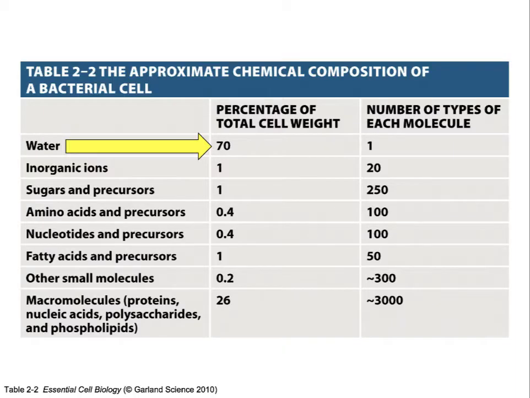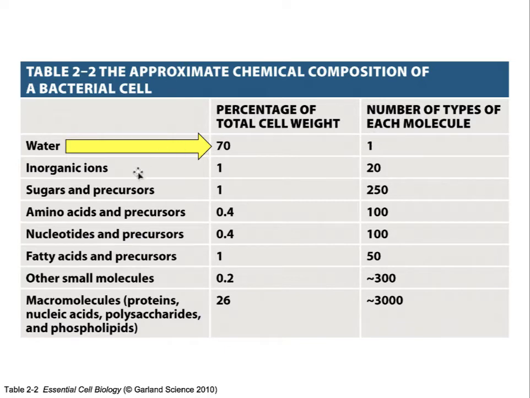Table 2.2 presented in this figure just requires a little further explanation. This column here is telling you the percentage of the cell weight occupied by that chemical class, whereas the final column simply tells you how many varieties of that particular compound exist within that category. For instance, with water, 70% of the cell is water, and there's only one type of water molecule, H2O. This explains the value of 70 in this column and the value of 1 in the final column.